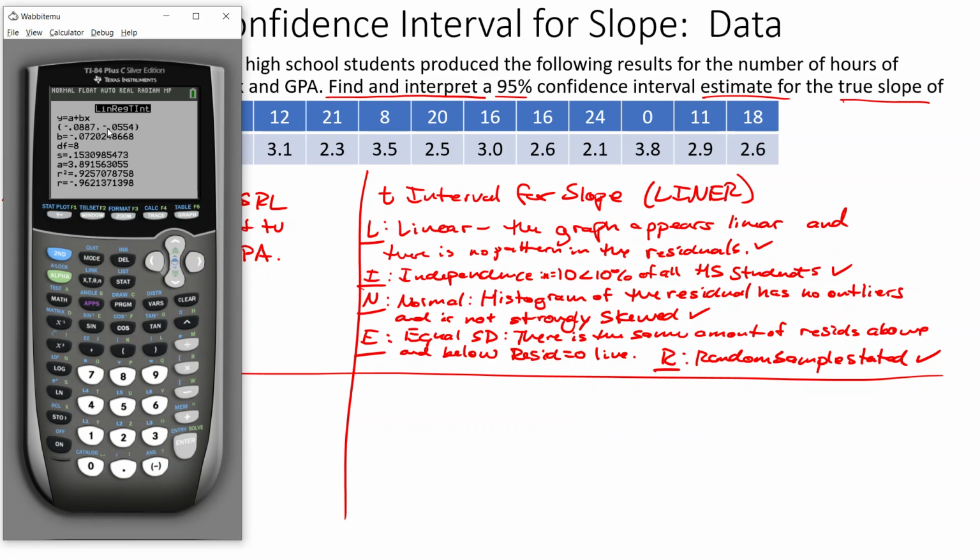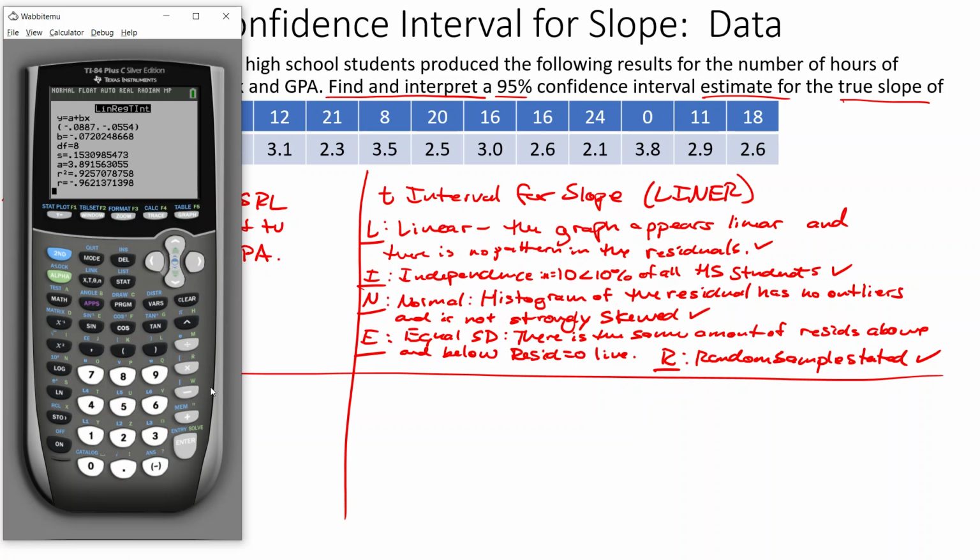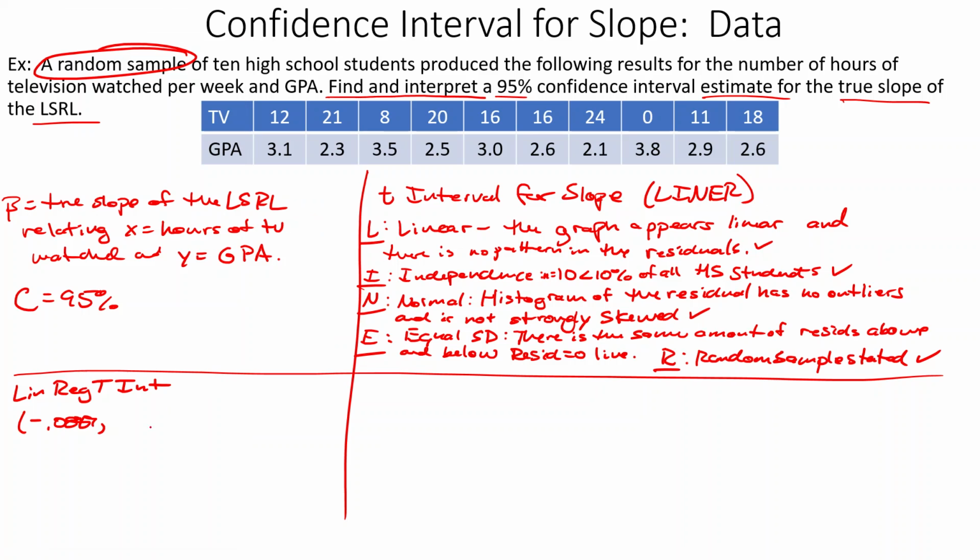And there's our interval right there, and it gives us a whole bunch of other good stuff like our degrees of freedom and our slope right there. It basically gives us everything. We could write all this down if we want, but we really want the interval from negative 0.0887 to negative 0.0554.